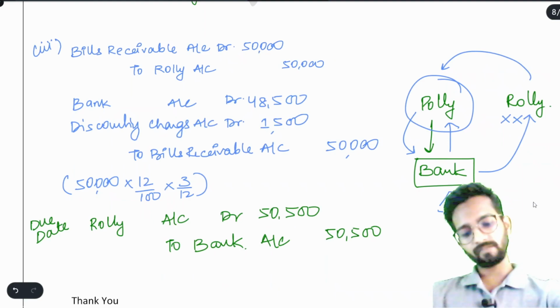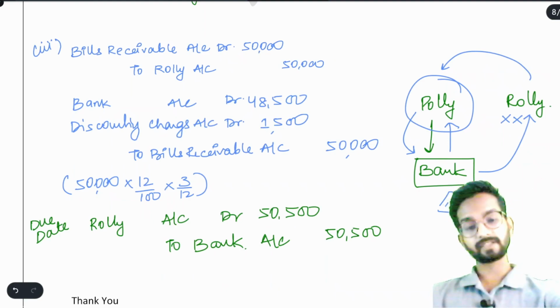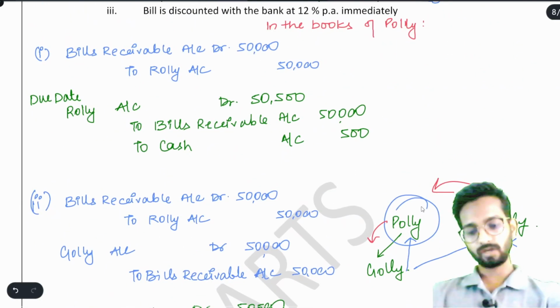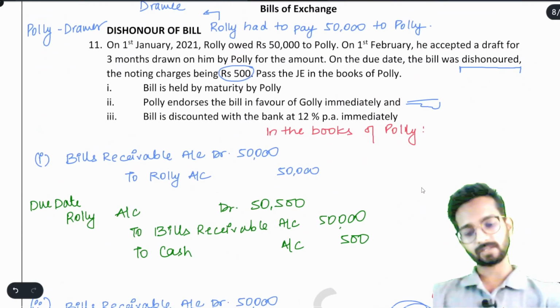Understand? Rolly will be debited on all the due dates whenever there is a dishonor. Rolly account debit to bank, Rolly account debit to Golly, Rolly account debit to bills receivable and to cash.